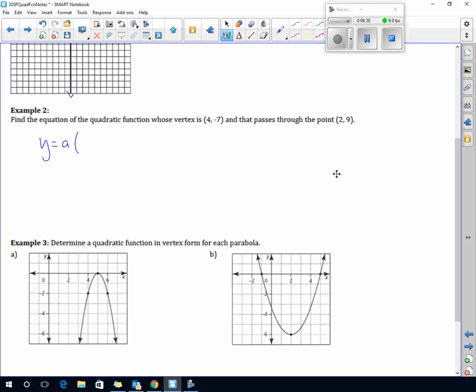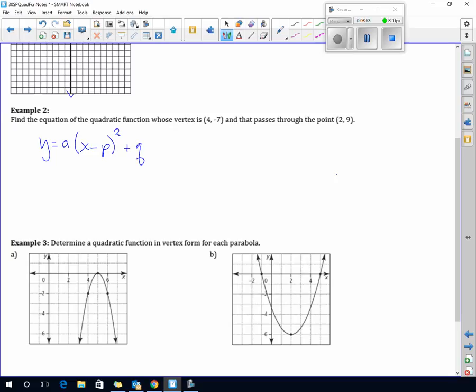Okay, what do the p and the q stand for? The x and y coordinates of the vertex. Yes. Okay, let's read the question now. Find the equation of the quadratic function whose vertex is (4, -7) and passes through the point (2, 9).